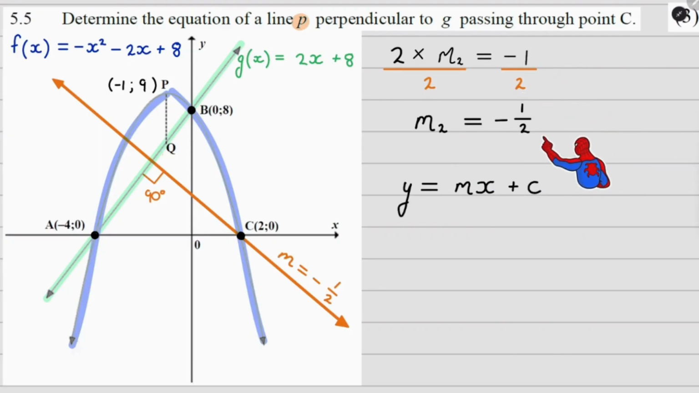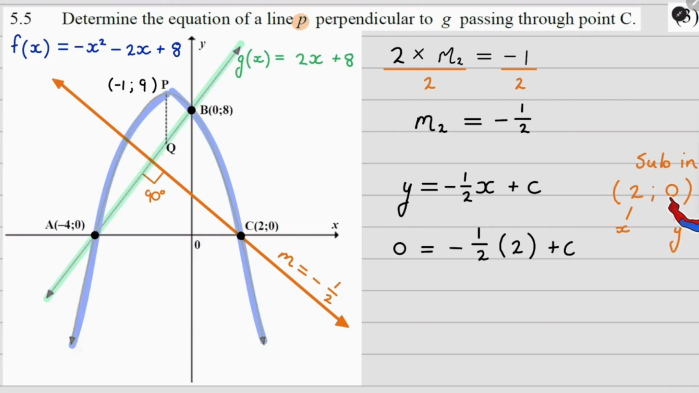Okay, after we get our gradient, we're going to do y equals mx plus c, like we discussed earlier. So I'm going to slap that gradient in there. And now we need to get the c value, and to get the c value, I sub in a point. So I've only got 1 point on my orange graph, it's C. So I'm going to sub C into that formula and solve for c. Okay, so we're going to sub in this point, 2 and 0. Remember the 2 goes into x's place and the 0 will go into y's place. -1/2 times 2 is -1.